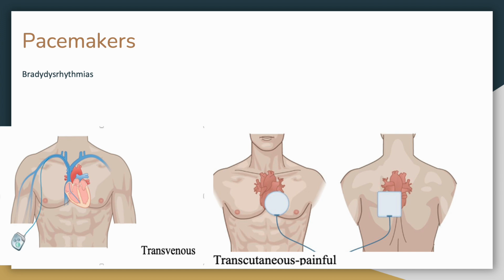And if atropine doesn't work, they're going to get a pacemaker. I'm not going to go into a lot of detail about pacemakers. The only thing, there's some nursing implications, like you need to teach your patient how to take their pulse every day. They need to carry like a card with them.